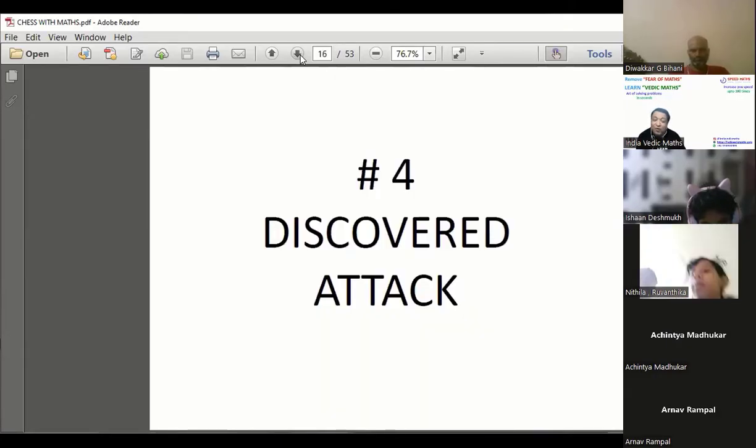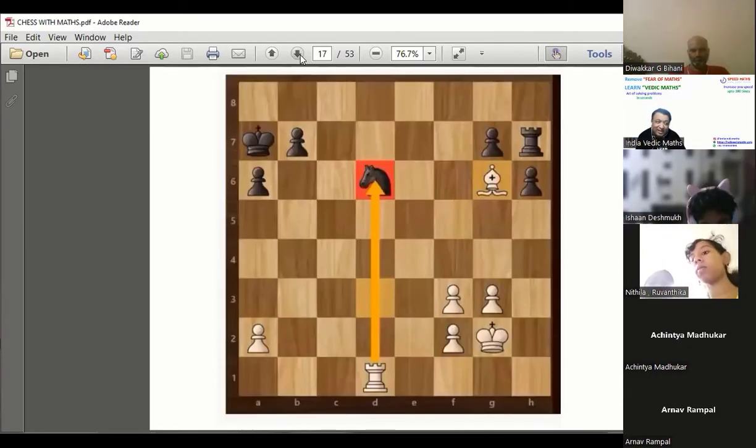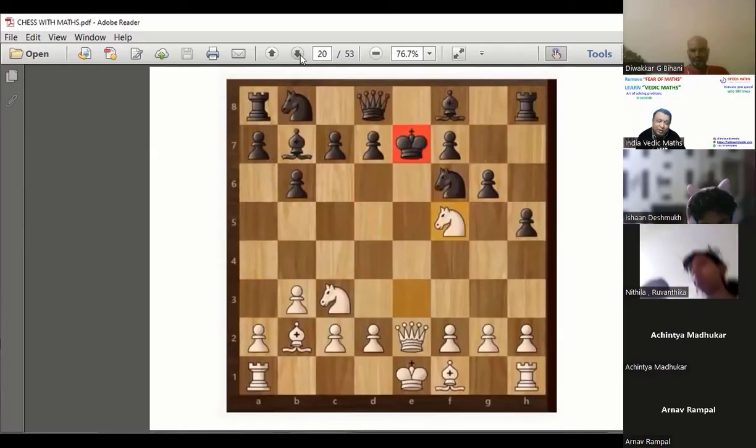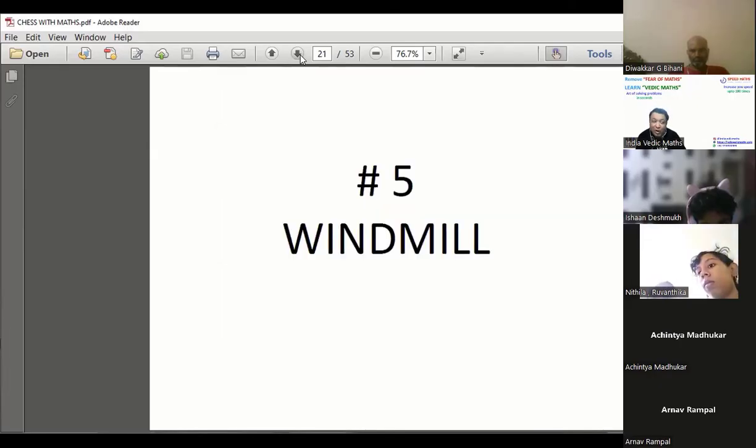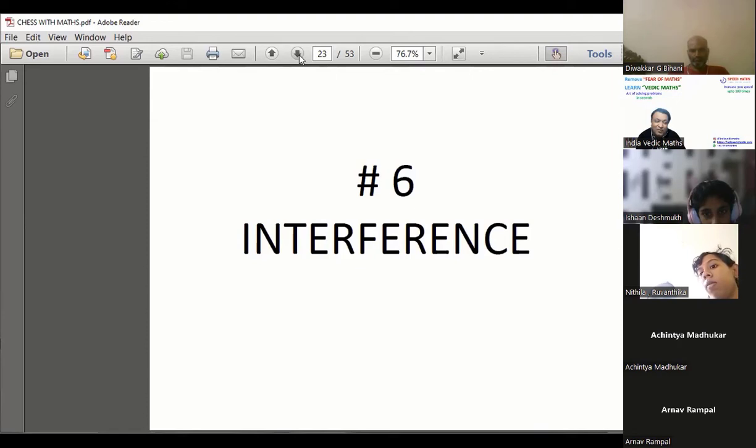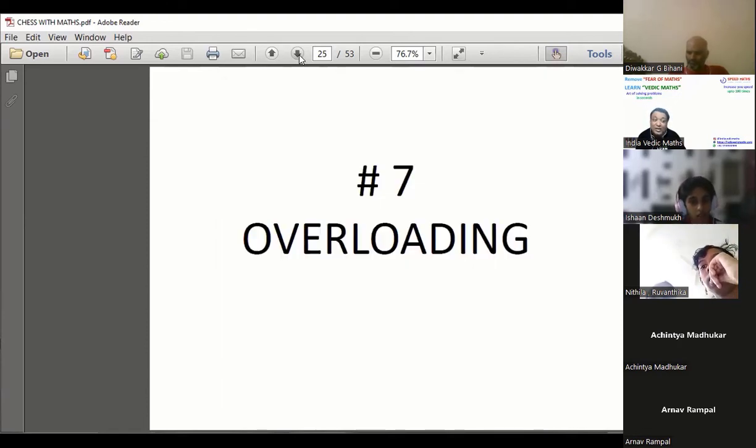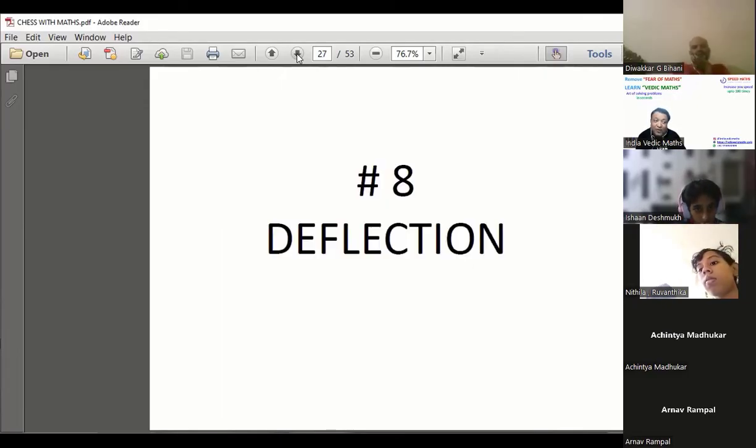Then I'll explain what a discard attack is. Then I'll explain the windmill. It's all tactics. Then I'll explain what interference is. Then I'm going to explain what overloading is. Then I'm going to explain what deflection is.